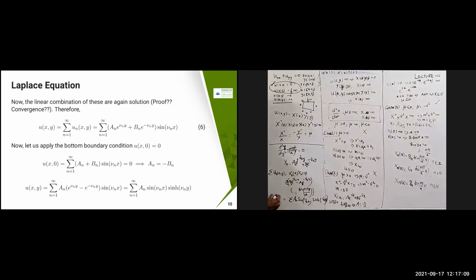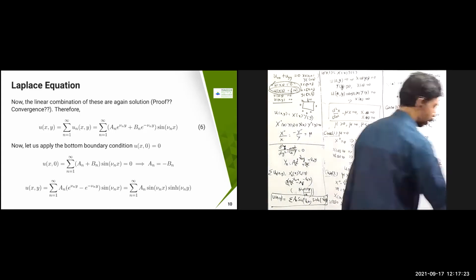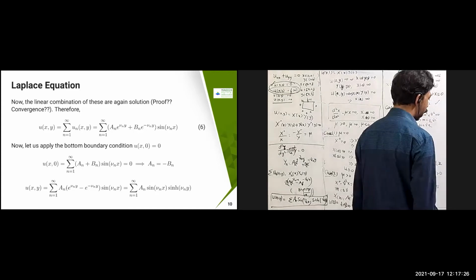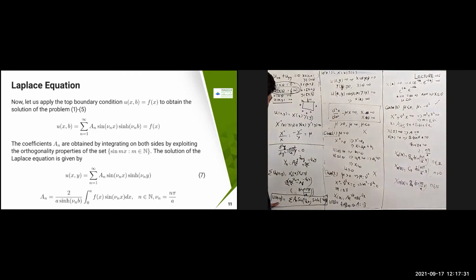So this is the solution. Now what we are left with is an. For this an, we have to apply this condition. Once again, you use the series conditions and then apply them. So u of x comma b equal to, you can apply the an sin mu n x and sinh mu n b is going to come. Now again use the Fourier series concept, integrate both sides, and then you are going to get the answer.